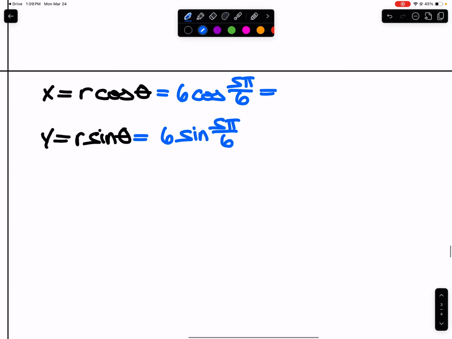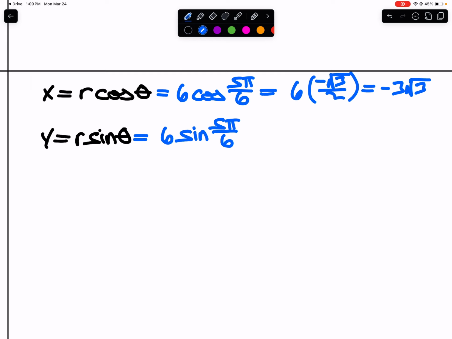So now you're going to evaluate. So 6 cosine 5 pi over 6, which is going to be negative root 3 over 2, which is going to simplify to give you negative 3 root 3. And then for the y component, that's going to be 6 times sine of 5 pi over 6, which is going to be 1/2. So 6 times 1/2, which is going to give you 3.